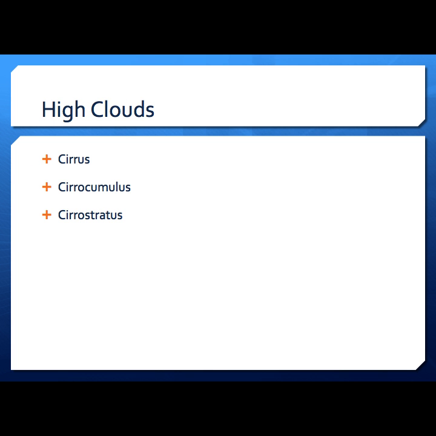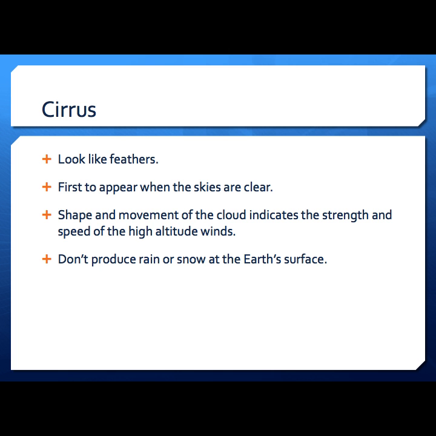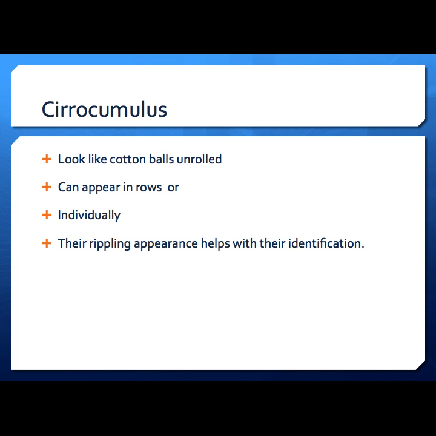High clouds: there are cirrus, cirrocumulus, and cirrostratus. Cirrus clouds look like feathers. They are the first to appear when the skies are clear. Their shape and movement indicate the strength and speed of their high altitude winds, and they do not produce rain or snow at the Earth's surface.